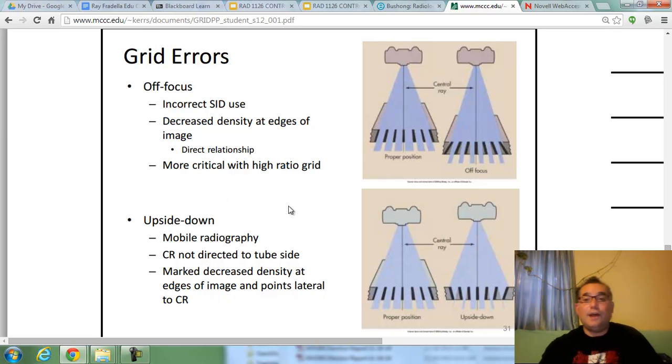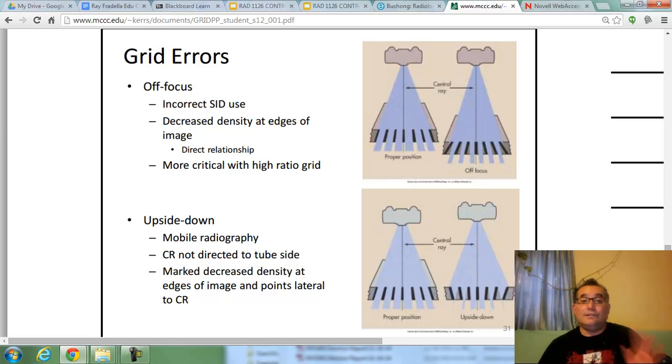Down here, we have an upside down grid. Here, with a focus grid, remember our lines are matching up with the divergence of the beam. However, if it is upside down, we are basically going to have a huge decrease in density at the edges and all of our density in the middle of the image. So please don't use the grids upside down. This is something that certainly cannot be fixed with our CR or DR systems.